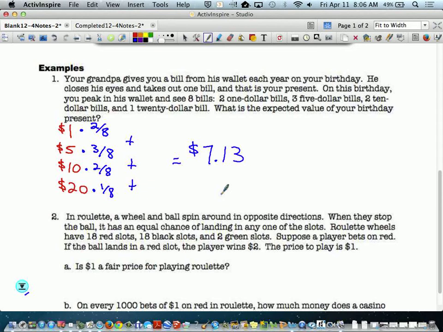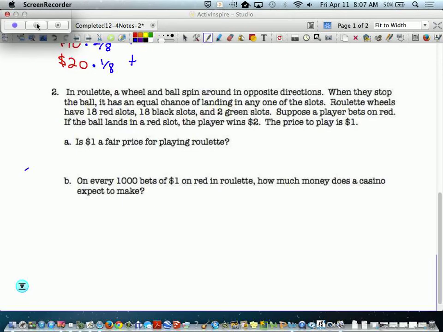Now, is it possible to get $7.13 for my birthday? No, but that's the expected value. So if Grandpa plays this game every year with you, from the time you're 1 to the time you're 18, let's say at graduation, some years you're only going to get $1 from him. Some years you'll get $20. But mathematically, theoretically, he's basically giving you $7 every year. And the longer you play the game, the closer your number will get to $7. The average would be $7.13 every year.